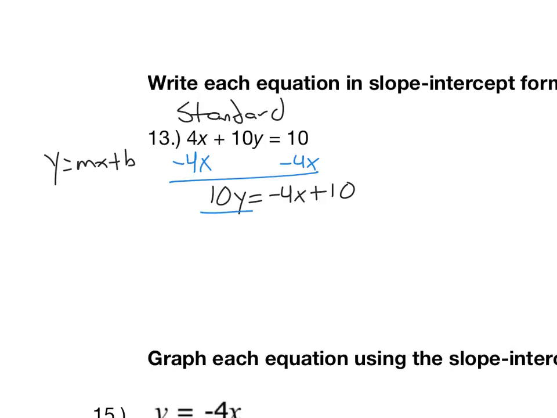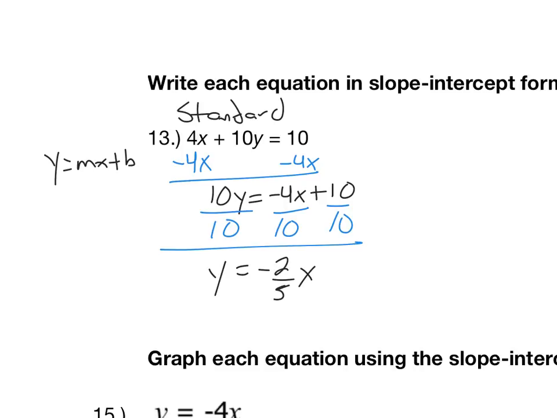Alright, still y is not by itself, so we have to divide everything by 10. And that would give you y equals -4/10, which can simplify to -2/5 x, and then 10 over 10 would be +1. Now our standard form equation has been changed to slope-intercept form, y equals mx plus b.